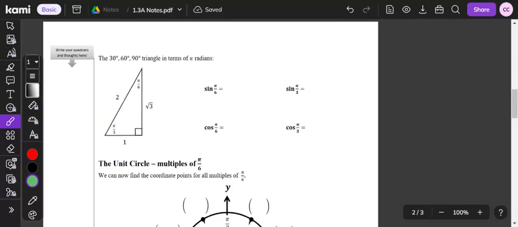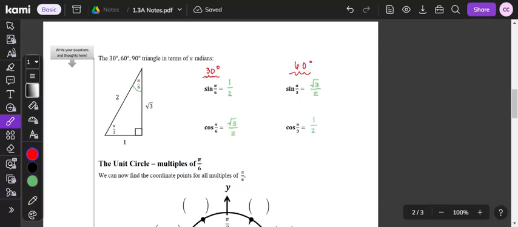So if I'm looking at the sine of pi over 6, remember I'm going to start on this angle. I'm going to look opposite over hypotenuse. So this is 1 over 2. All right, go ahead and see if you can fill out the rest of these three. Remember, cosine is adjacent over hypotenuse. And I will give you the answer in 3, 2, 1.